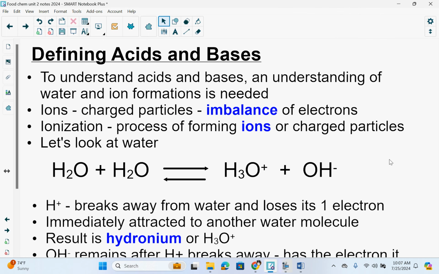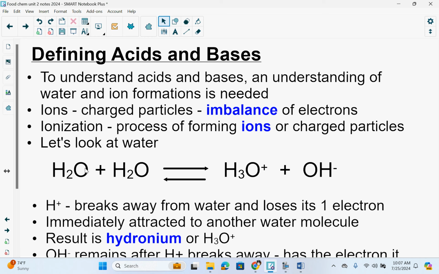Defining acids and bases. To understand acids and bases, an understanding of water and ion formations is needed. Ions are charged particles. There's an imbalance of electrons. Ionization is the process of forming ions or charged particles. So let's look at water.